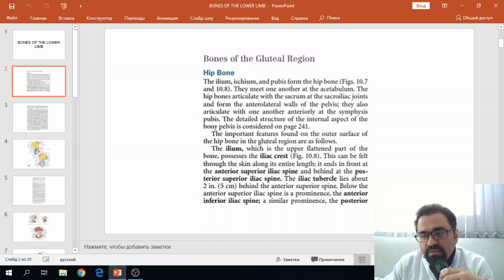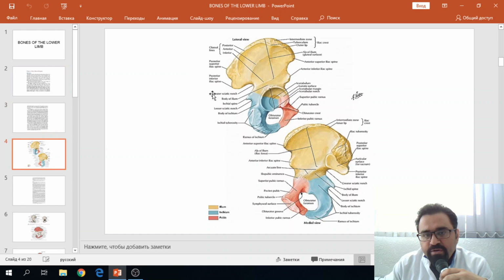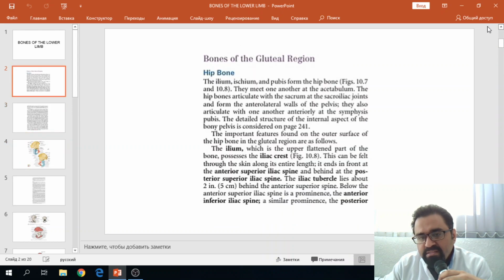As we can see here, this is the anterior superior iliac spine and this is the posterior superior iliac spine. This broad portion in yellow color is the ilium, the whole ilium bone. This is the iliac crest. The anterior end is the anterior superior iliac spine and the posterior end is the posterior superior iliac spine. The iliac crest extends from the anterior to the posterior superior iliac spine.